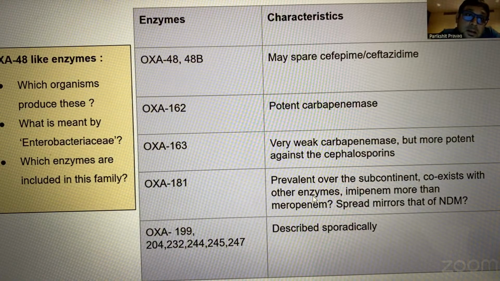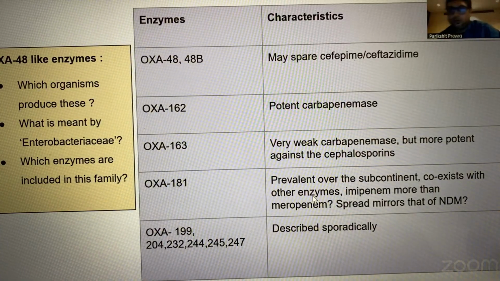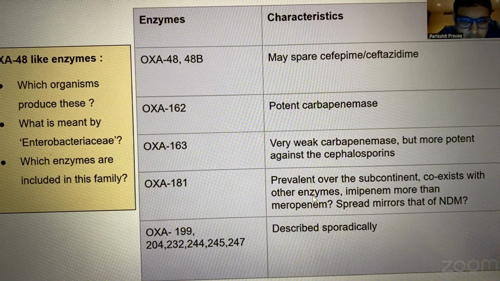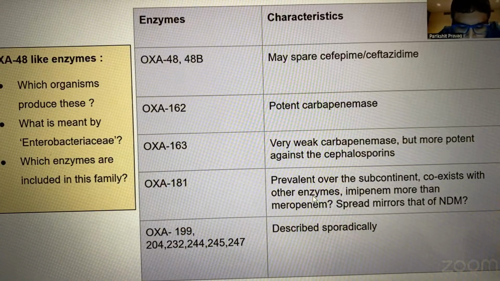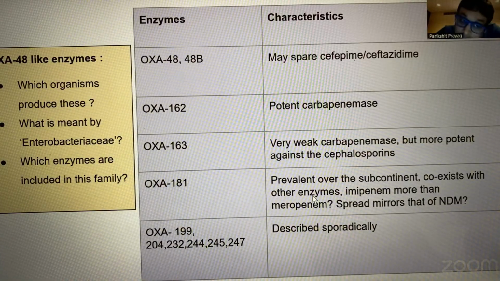Remember, the enzymatic test that you will perform in this type of a patient will give the report as OXA 48 enzyme present, because these are all clubbed together as OXA 48 like enzyme. But there are subtle differences in these patterns, call them that way.